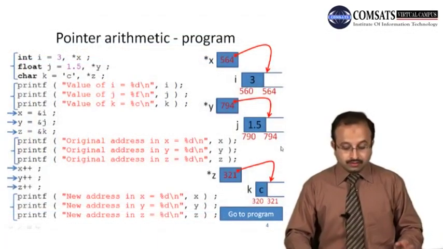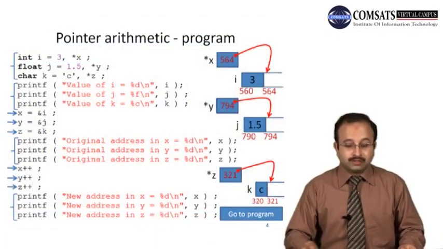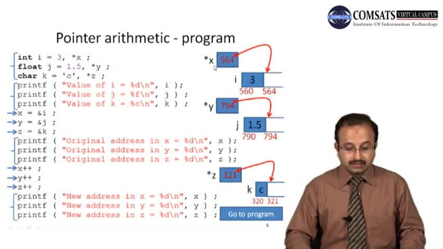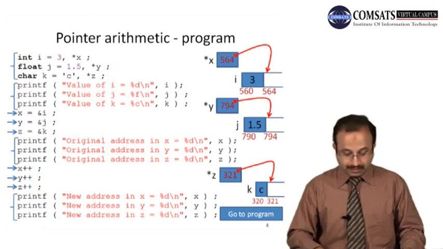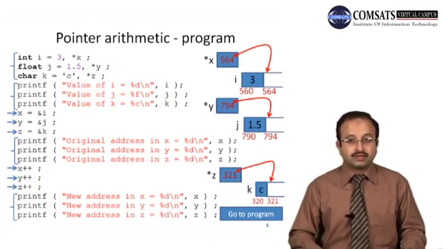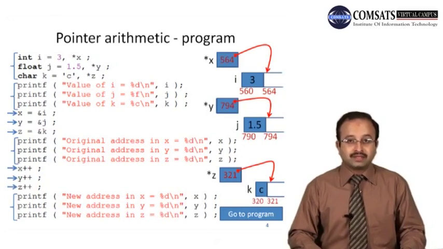Okay, so the things that need to be remembered are what is x and what is *x. x is a memory address that is held by the pointer, that is 564, and *x is the value at address 564. So whatever value is over here, that will be written if you use *x. *x means you are dereferencing a pointer, and whenever I say dereferencing a pointer, it means the value at the address that is held by the pointer.